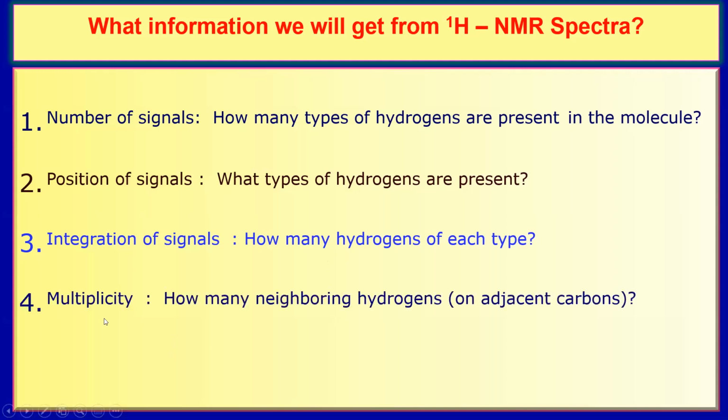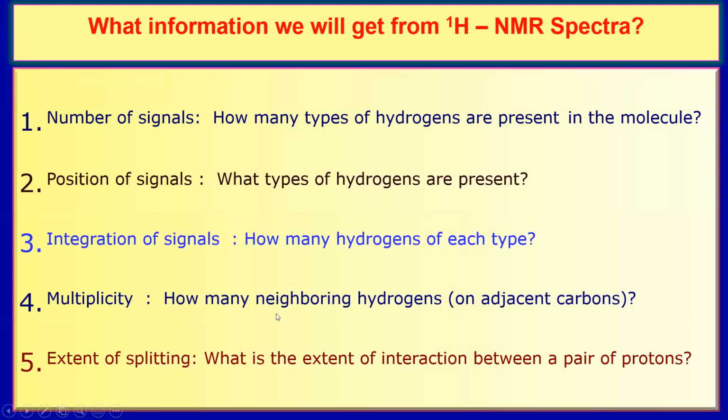Then you will look for the multiplicity, that is coupling, which will indicate the number of hydrogens present on the adjacent carbons, that is, the number of neighboring hydrogens. Then you will also look for the coupling constant, which will indicate the extent of interaction between the coupling protons. So these are the 5 things you will be keeping in mind: the number of signals, position of signals, integration of signals, multiplicity, and the extent of splitting.